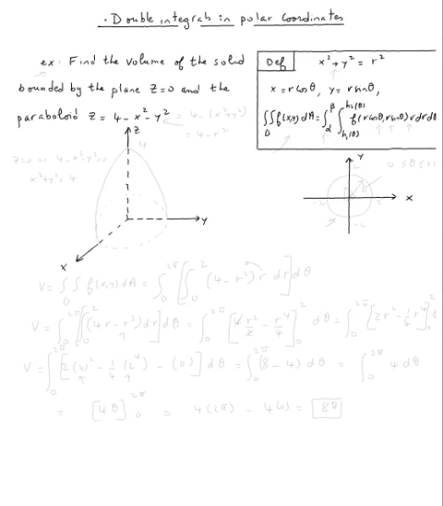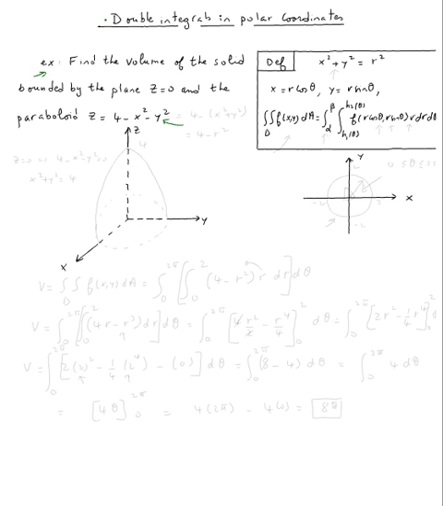The topic is double integrals in polar coordinates. So let's do this example. Find the volume of the solid bounded by the plane z equals 0 and the paraboloid z equals 4 minus x squared minus y squared. Alright, so let's graph the surface.